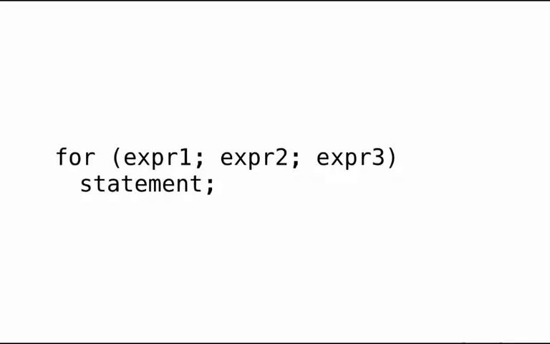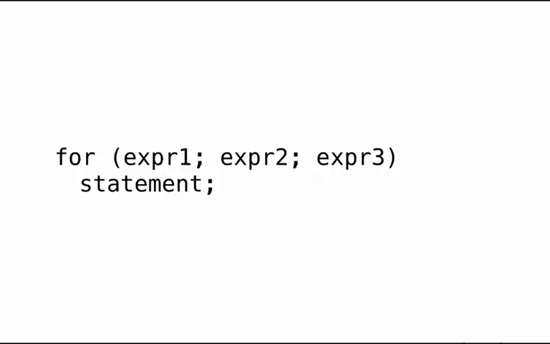A for loop looks very similar at first, except for the expression part. Instead of having one expression in parentheses, we're going to have three, separated by semicolons. And each one's going to perform a different function. Expression 1 is going to be executed the first time only. It's like an initializing statement before the loop starts.